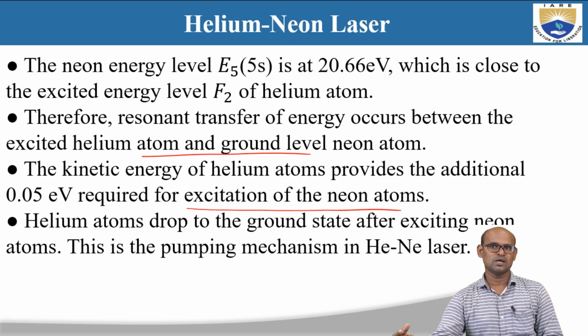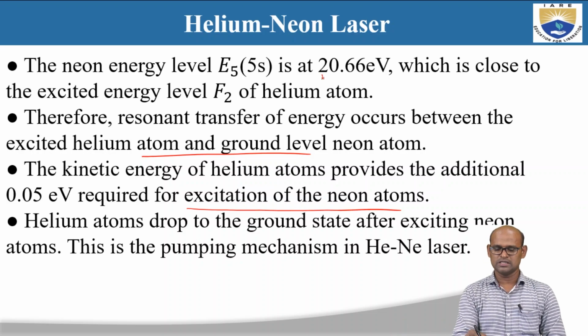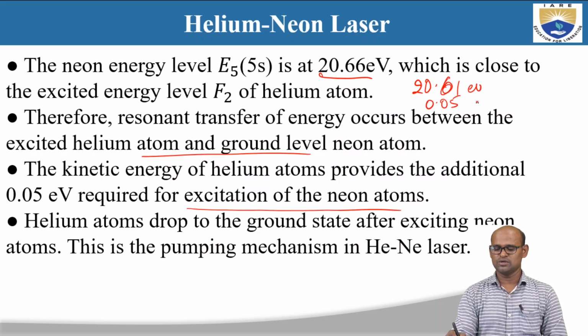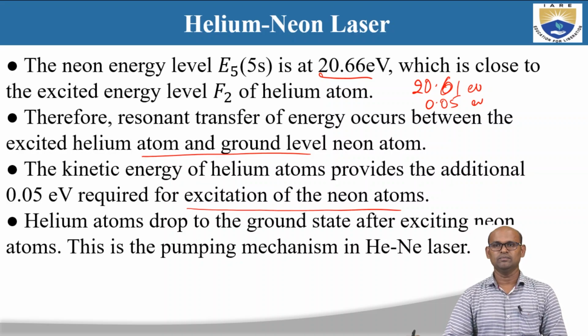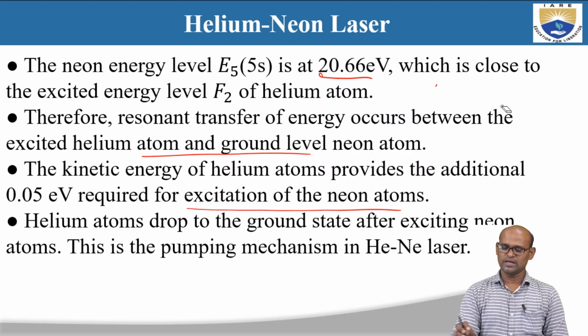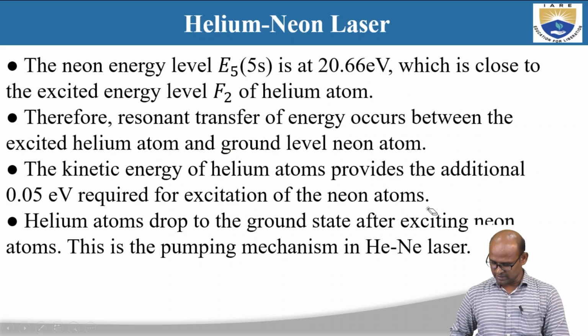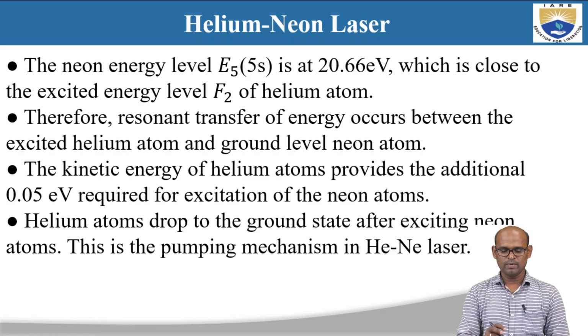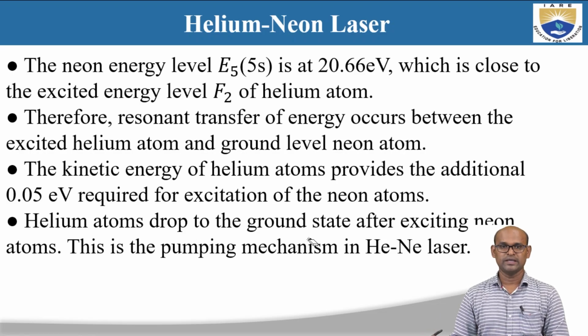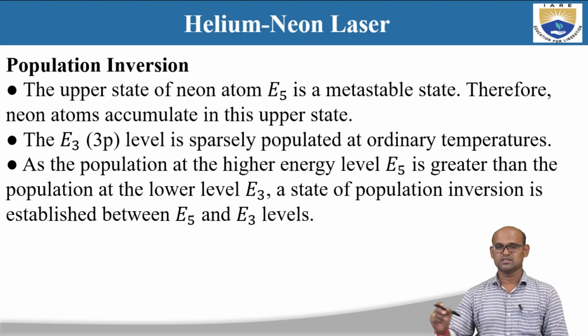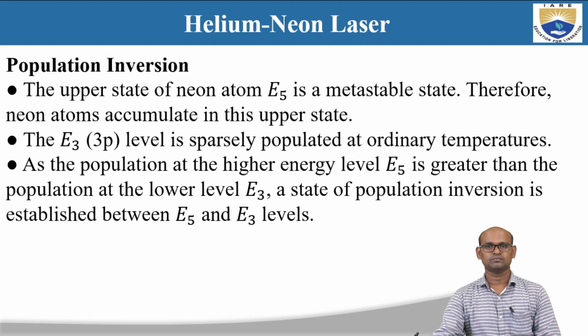Now the neon atoms absorb the energy of 20.61 from the helium atom. The additional 0.05 electron volts comes from the kinetic energy of helium, and that is how it gets the total energy of 20.66 electron volts to excite to the higher energy level E5. So helium atoms drop to the ground state after exciting the neon atoms. So this is the pumping mechanism in the helium neon laser.